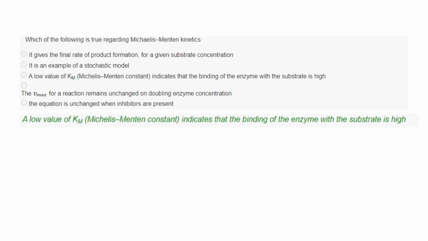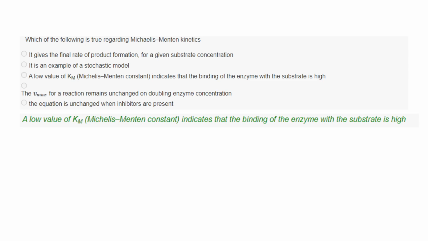The Vmax for a reaction remains unchanged on doubling the enzyme concentration, which is not true. The Vmax will definitely change. If the enzyme concentration increases, the Vmax will slightly increase and then reach a plateau, because obviously there is competition for the enzymes. But yeah, it will not remain constant. And the equation is unchanged when inhibitors are present. So no, this is not actually true.